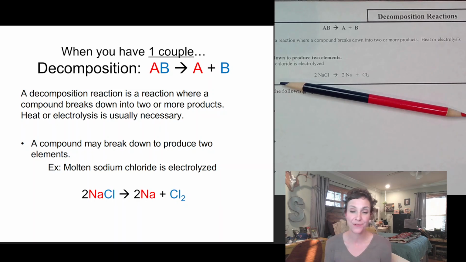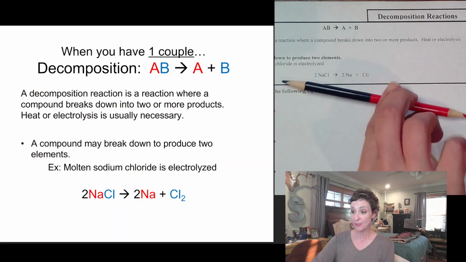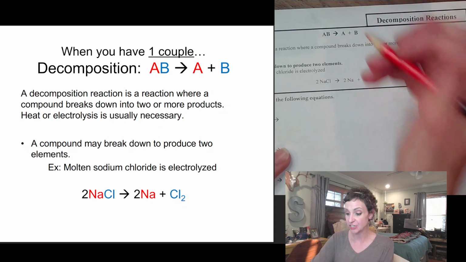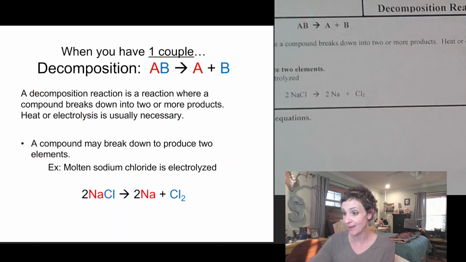All right, next up for our reaction types, we have decomposition reactions, which, if you can see, I start with one couple. That is the only reactant I have. And that breakup happens to where my products are two single people. Most commonly, I will have you write a decomposition reaction for a simple ionic compound, right?